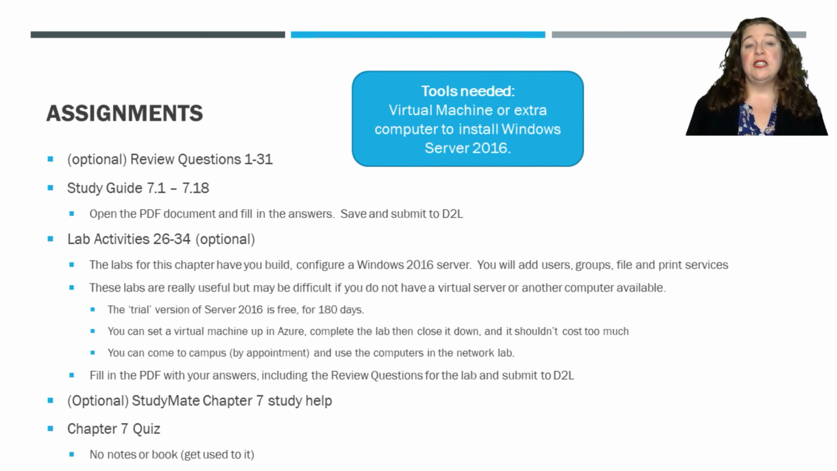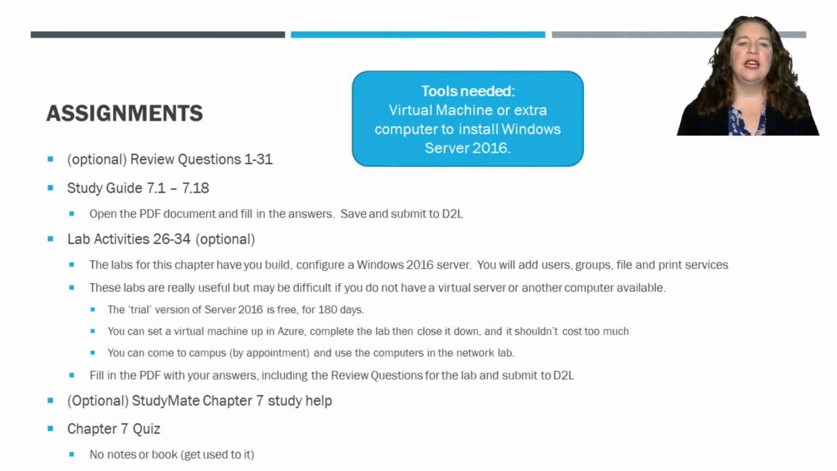The lab activities for Chapter 7 are all related to installing and administering a Windows 2016 device. You probably don't have one. I don't have one. That's okay. They are all designed for the 2016 server. Adding users, groups, files, print service, fun things like these. These labs are actually really useful, but kind of hard to do if you don't have a virtual server or if you don't have a way to get into one.